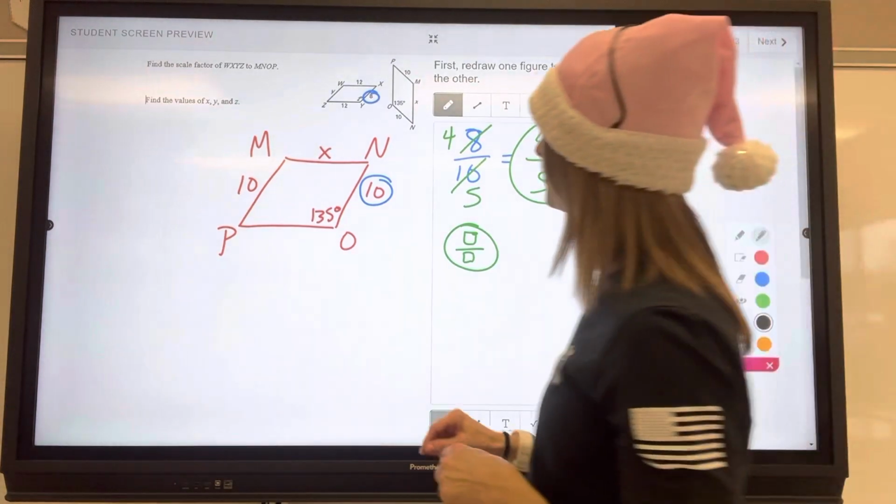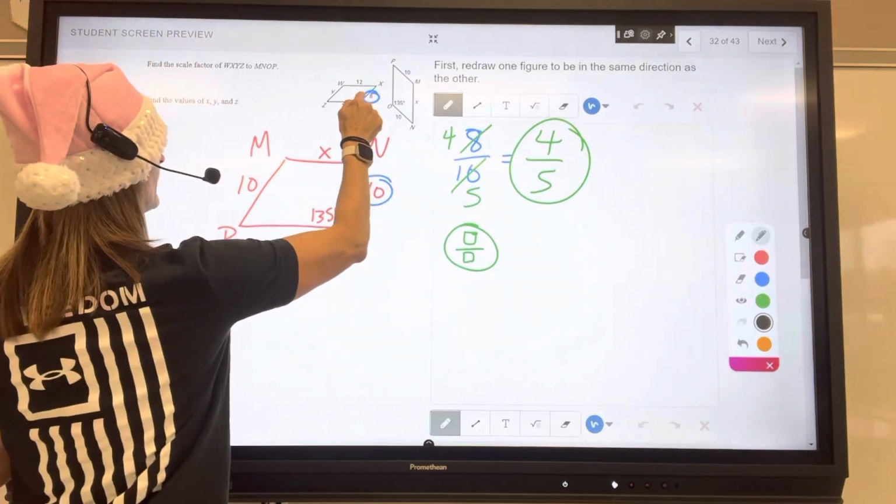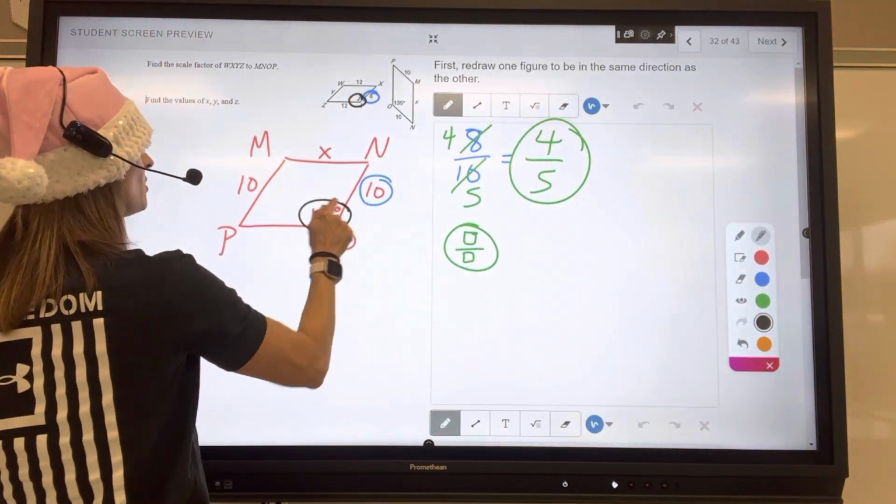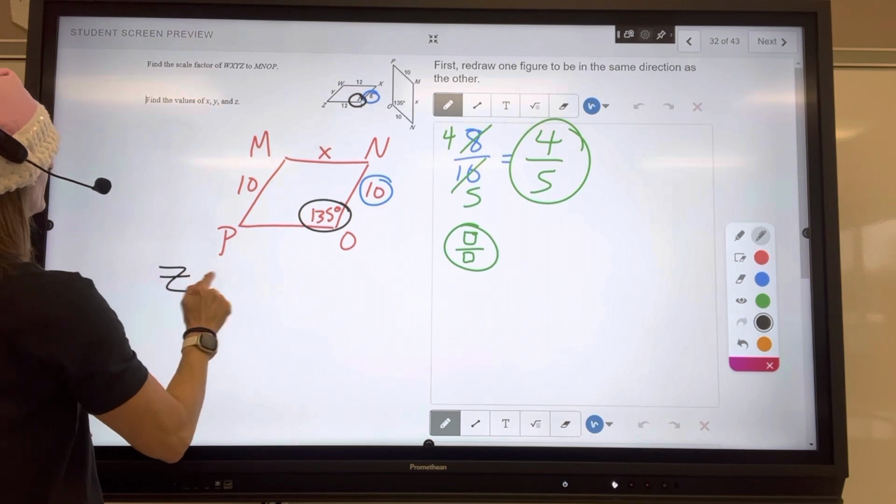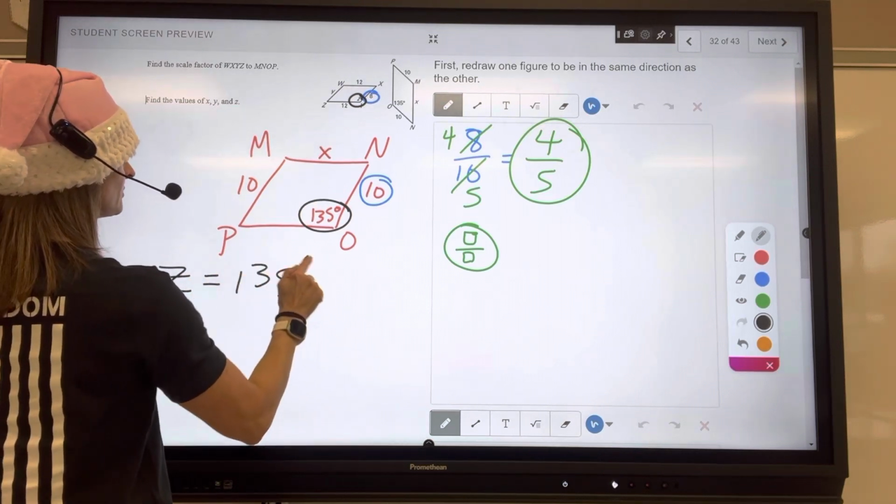Find the values of X, Y, and Z. All right, so Z is the measure of this angle right here. Y corresponds to O, so Z is definitely going to be 135 degrees. Done.